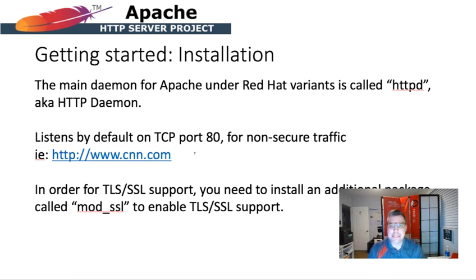Under Red Hat Linux, the Apache server is called httpd. Usually in Linux, and Red Hat specifically, the d stands for daemon, which means it runs in the background. And then HTTP, of course, being our web server. So we'll see shortly when we get into the demo that the process we'll be looking for is called httpd.